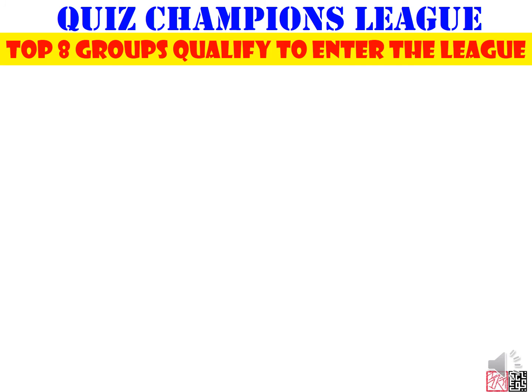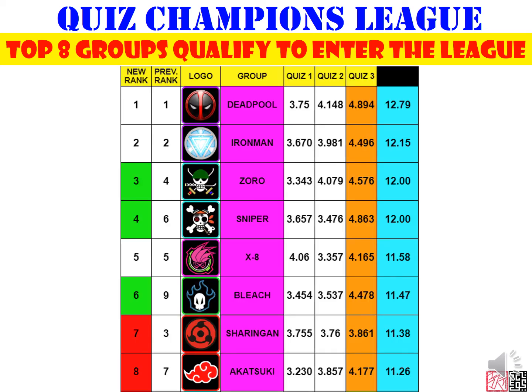Okay, in this Champion League section also, we can get the current status of the top eight groups that qualify to enter the Champion League. As shown in the slide, we have here the ranking of the top 8 groups. We have the previous ranking, so we have the marks for quiz number 1, quiz number 2, and also quiz number 3. In order to determine the top 8 groups that qualify to enter the Champion League, the accumulative marks of quiz 1 and quiz 3 will be considered.